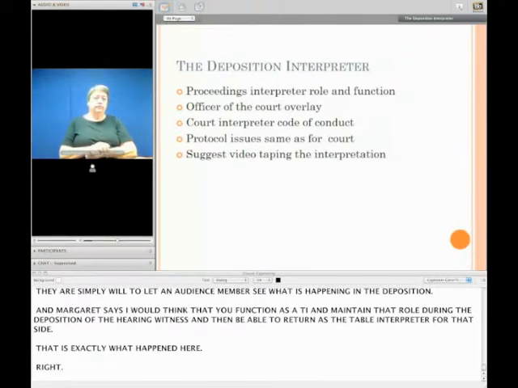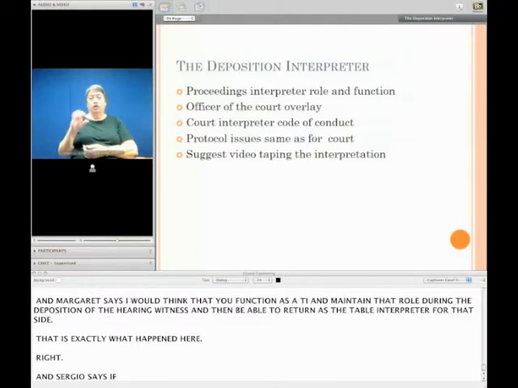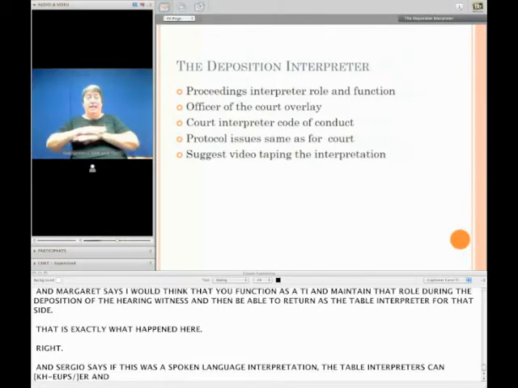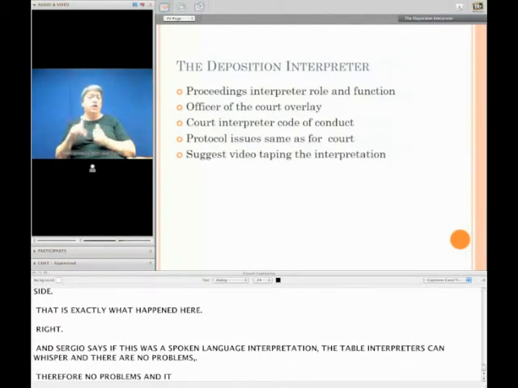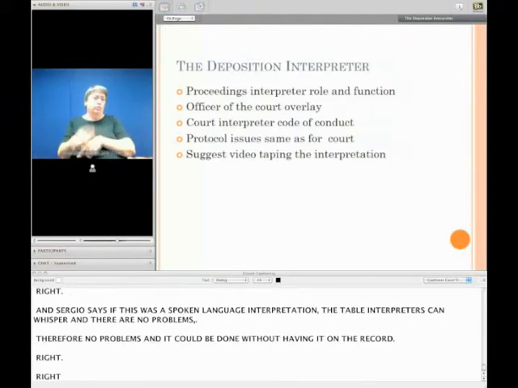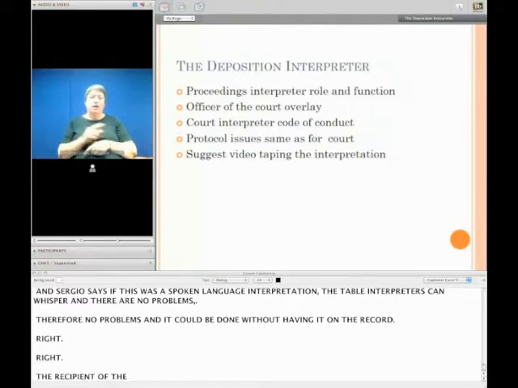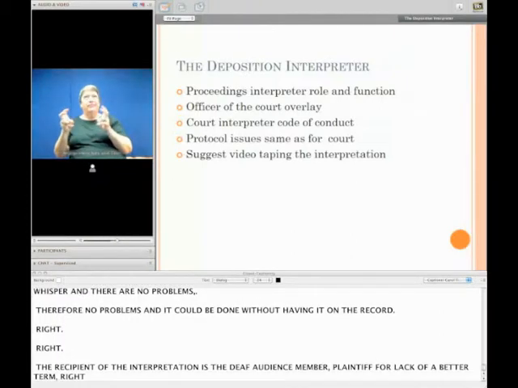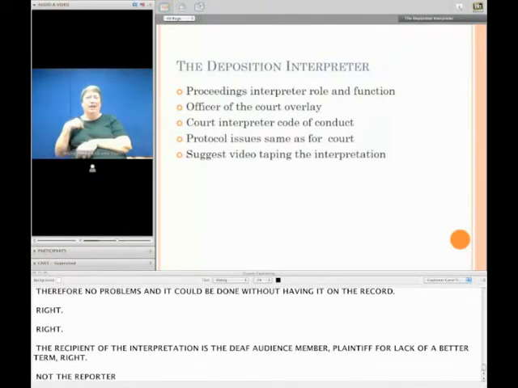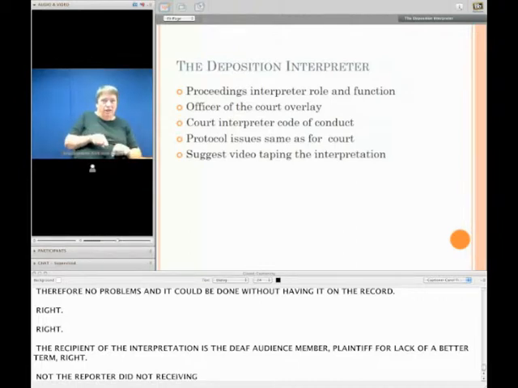And Sergio says if this was a spoken language interpretation, the table interpreters can whisper, and there are no problems, and it could be done without having it on the record. Right. The recipient of the interpretation is the deaf audience member, plaintiff, for lack of a better term. The reporter is not receiving the interpretation in order to create a transcript of the record.